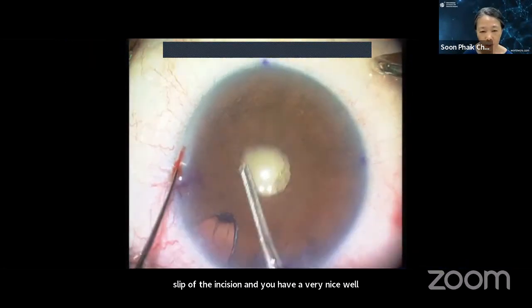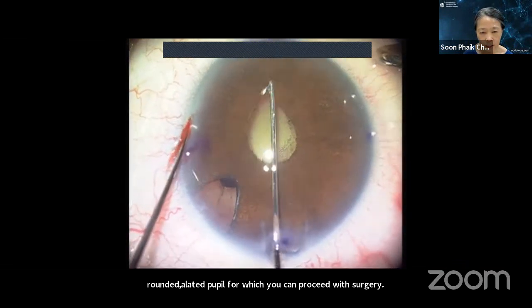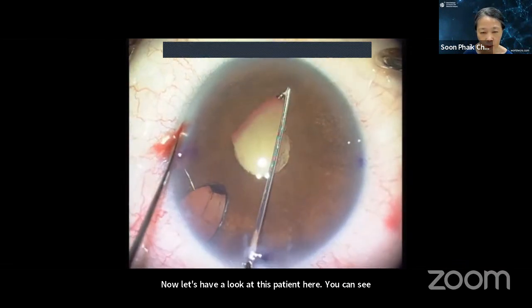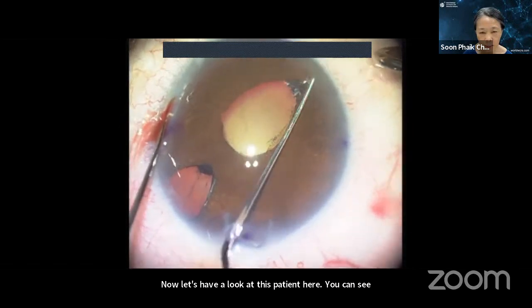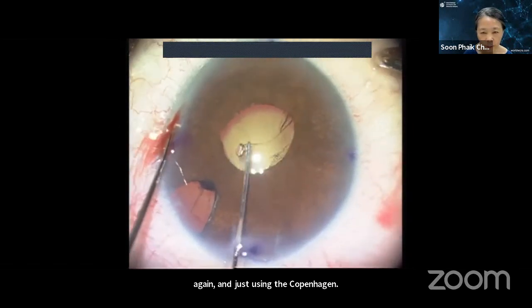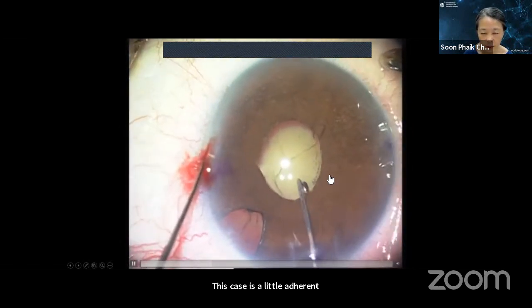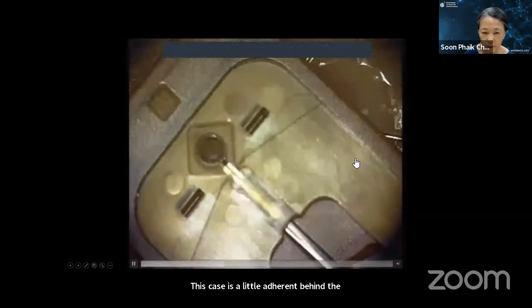Now let's have a look at this patient here. You can see again synechia, and just using the Coughlin hook to easily release the synechia. In this case, it's a little adherent behind the posterior leaf here. You can see the fibrosis.